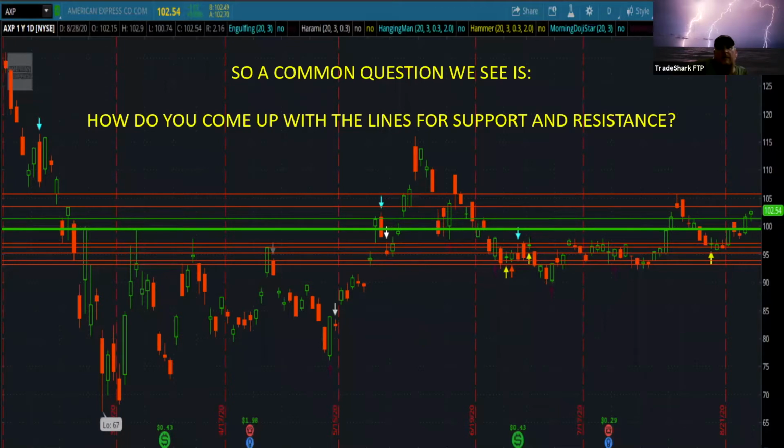All right. The most common question I get is, how do I come up with the lines for support and resistance? Okay. It's especially important on trade of the week because it's a purely technical trade, which is why I did not get out on that first red bar on that day. Okay.